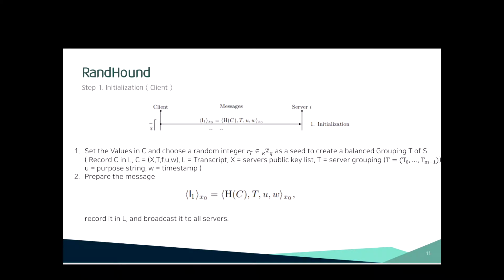First step is processed on the client side. Set values in session configuration C and choose RT as seed to create grouping of S. And then record C in L about this information. And make a message that includes this information C and group T and purpose string U and timestamp W. And this message is also recorded to L and broadcast to all servers.